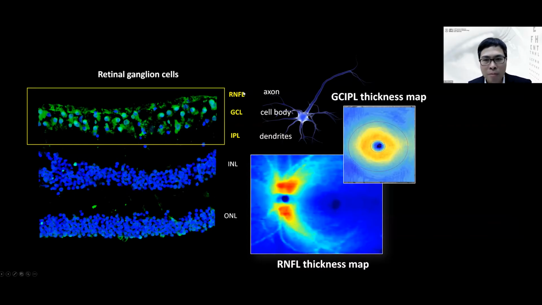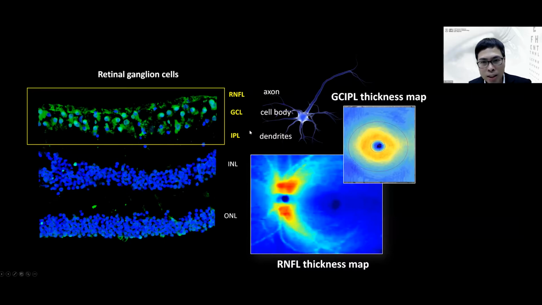We scan the retinal nerve fiber layer most often over the optic disc region, because all axons of retinal ganglion cells converge at the optic nerve head. That's why the optic nerve region is particularly important for evaluation of the retinal nerve fiber layer.